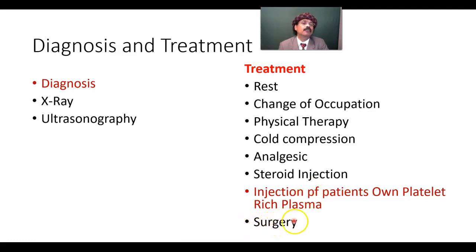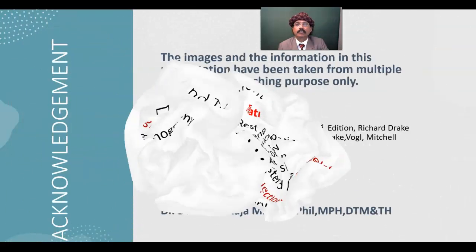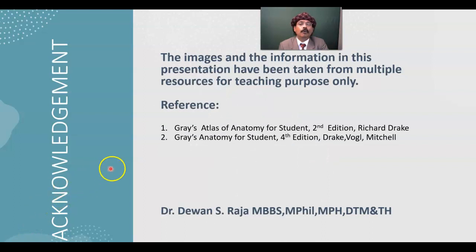Last of all, if everything is failing, then there may be surgery, but surgery may not be 100% curative. It may not always be successful. You have to remember that part. So we got that, and that's all about golfer's elbow and tennis elbow.